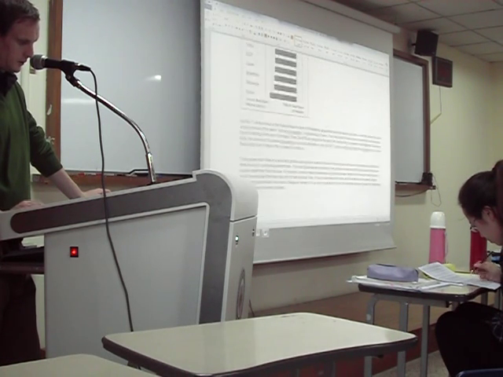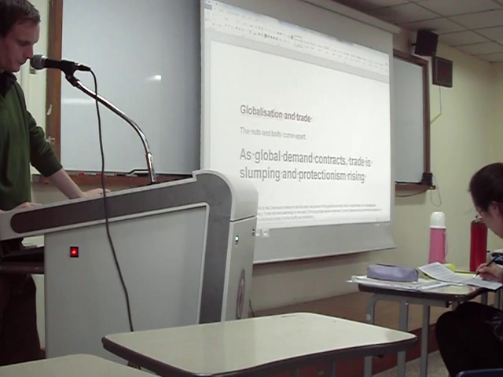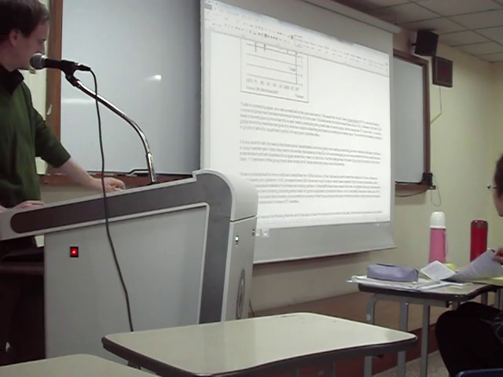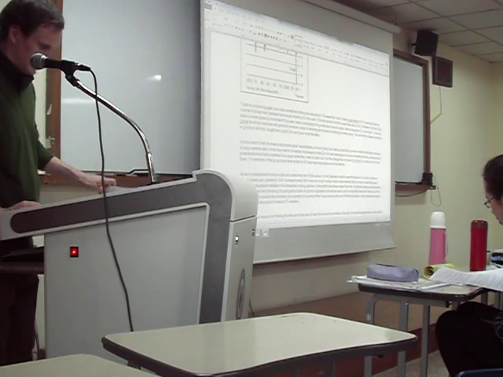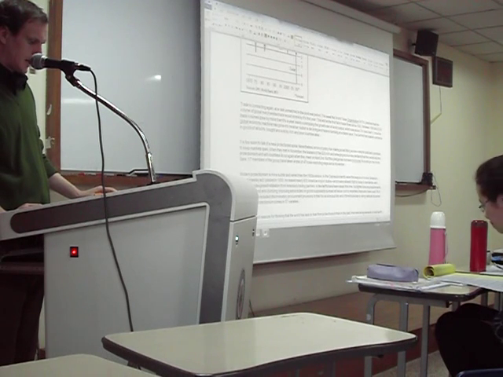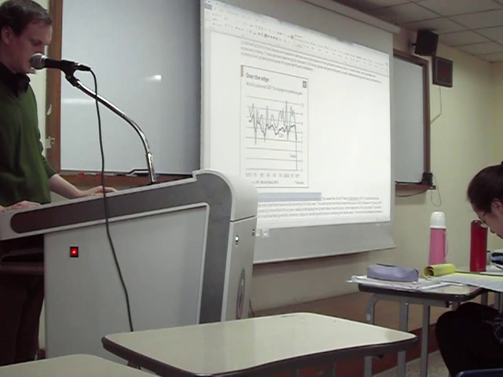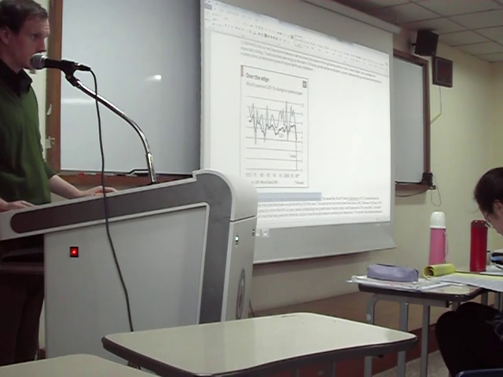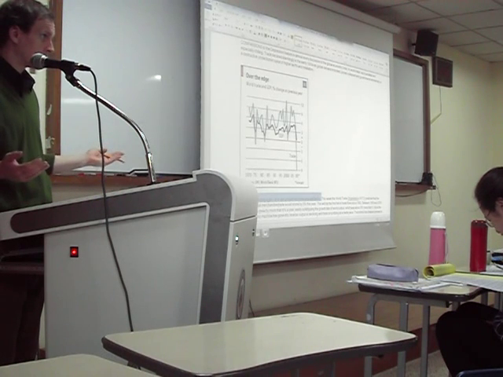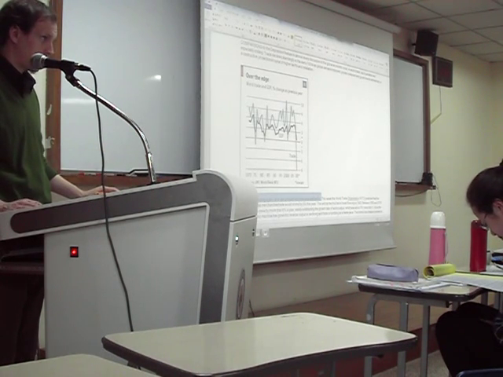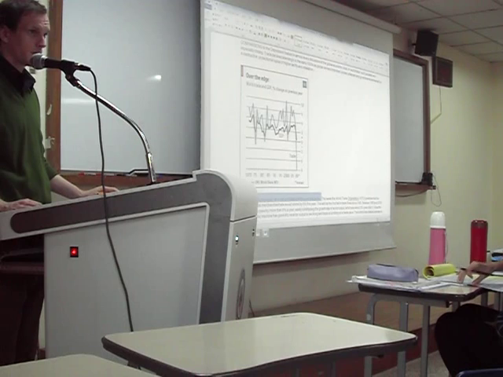So then let's start to go through the article. So we'll look at the important parts. So trade is contracting again at a rate unmatched in the post-war period. Do we need to read this or just look at the graph? Just look at the graph, right? Trade is contracting. That's the point of this paragraph. Okay? So we can see that from the graph.